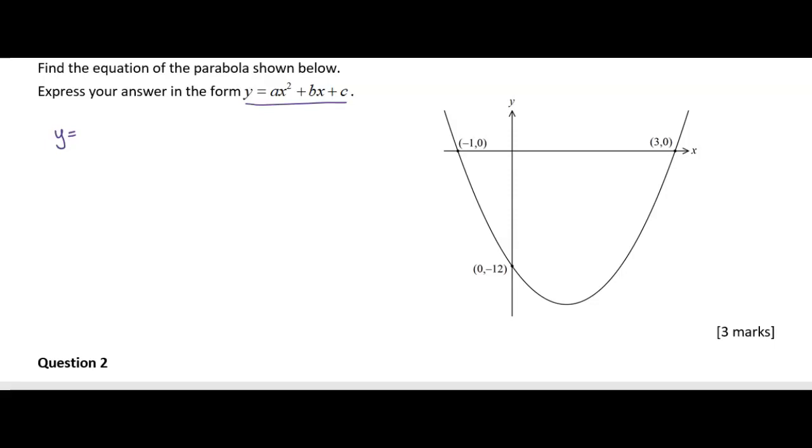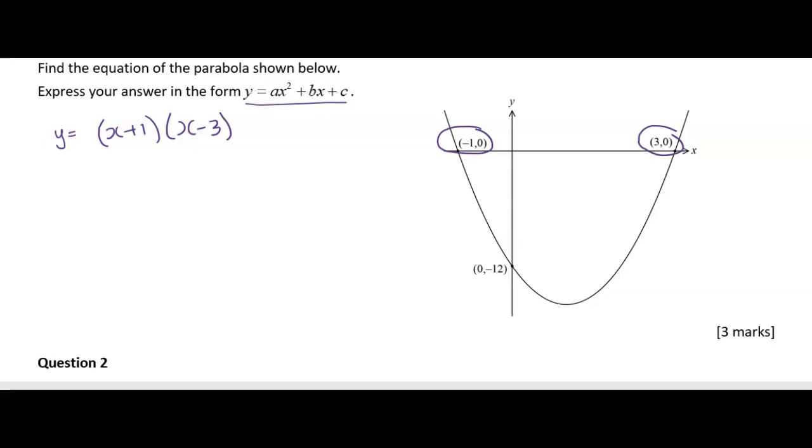So to get it in factorized form, we need to look at our x-intercepts. So our x-intercepts for this one is -1 and 3. So in factorized form, we're going to have x plus 1, x minus 3. So just notice the signs change because when we use the null factor law, so when we let it equal 0, x plus 1 equals 0, that means x equals -1.